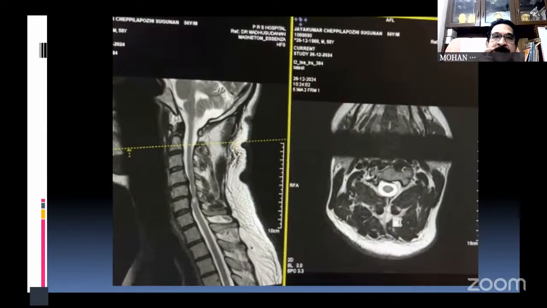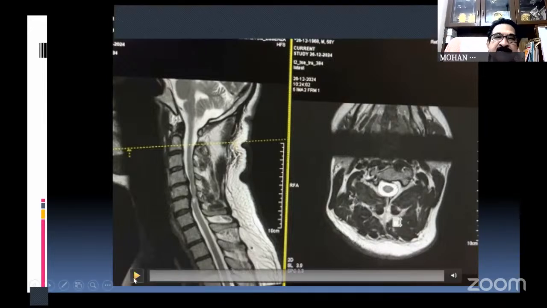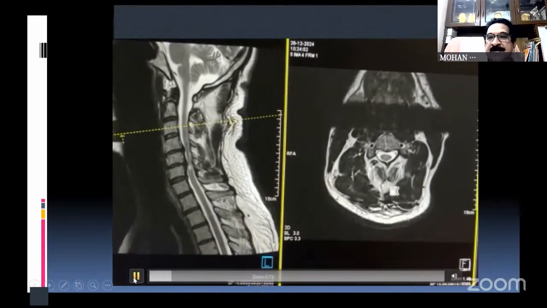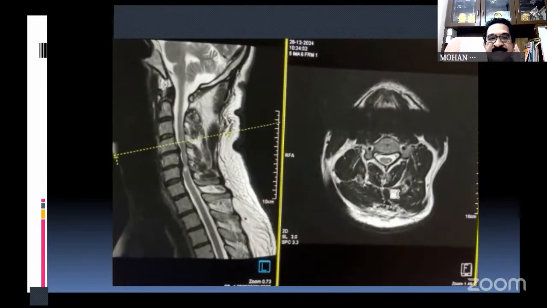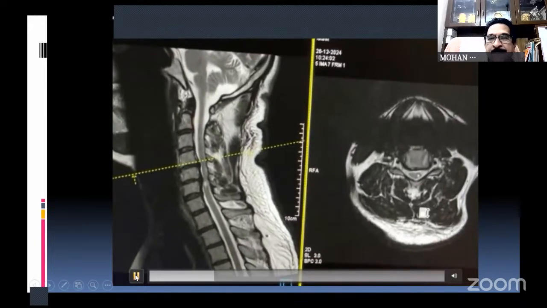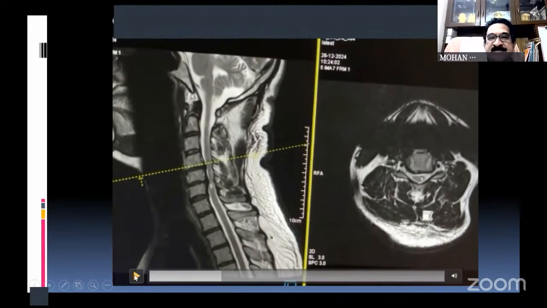So, this is the marker on the left side. You can see the picture on the right side. See the marker is coming down, and the corresponding axial changes in the axial, you can make it out. So that's the level of hyperintensity there. You can go to the corresponding sagittal cut.